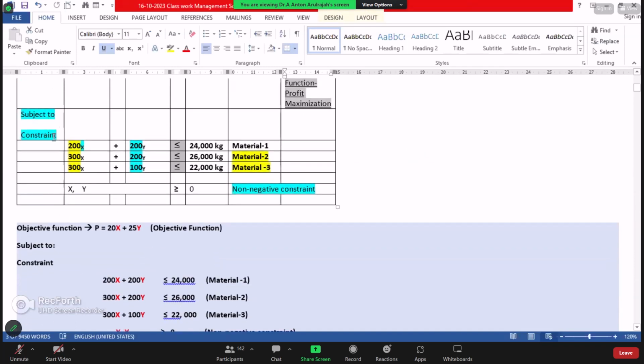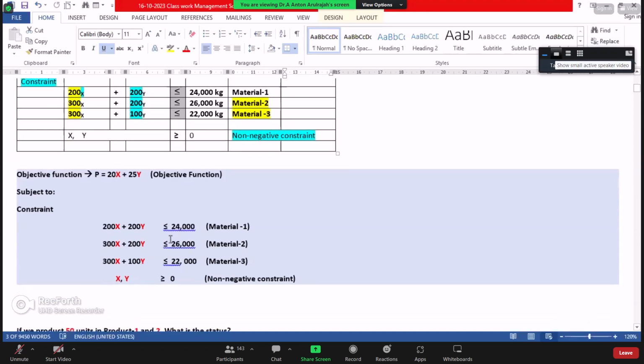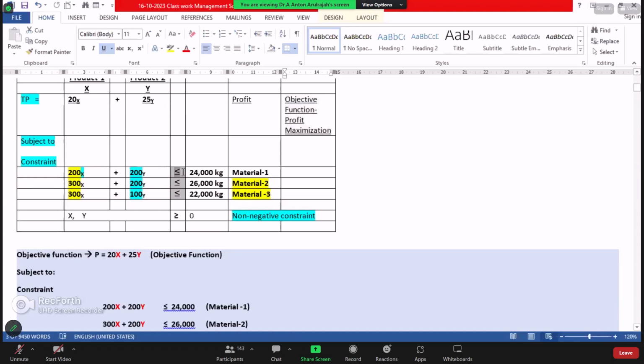And also there are certain constraints. Three constraints are there: material one, material two, material three. 200x plus 200y less than or equal to 24,000 kilograms, and 300x plus 200y less than or equal to 26,000 kilograms, and 300x plus 100y less than or equal to 22,000 kilograms. I explained why we have to put less than or equal, what the equal sign is, and what the non-negative sign is. I explained all these things in the last class.